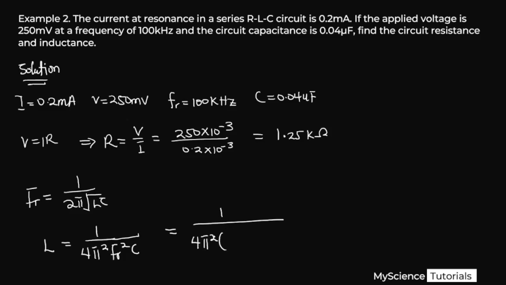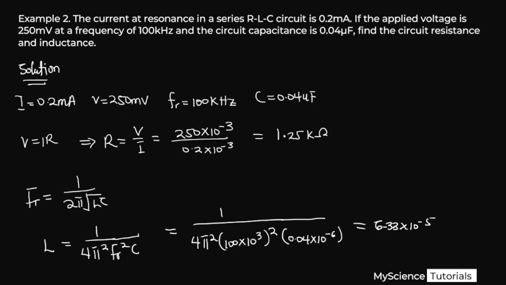The resonance frequency we're given to be 100,000, so 100 times 10 raised to the power 3, squared. Don't forget to square that, then multiply by the capacitance, which is 0.04 times 10 raised to the power minus 6. If we compute everything into our calculator, we are going to get 6.33 times 10 raised to the power minus 5.